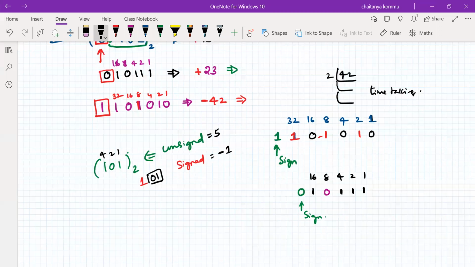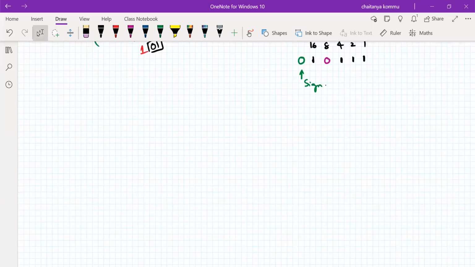Fine, good. Now the question is that I have, for example, 4 digits, 4 bits, for example. I'm using 4 bits.